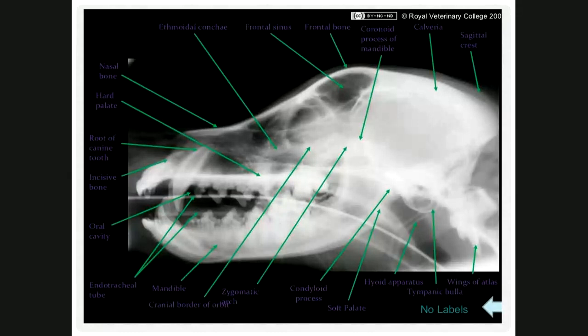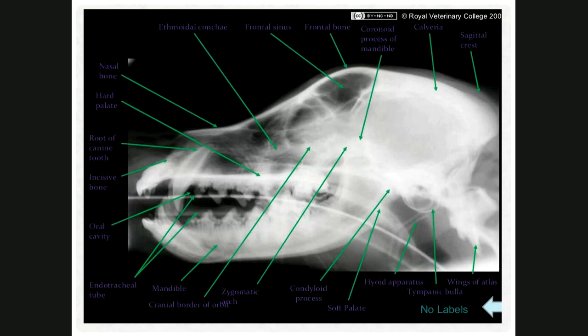Animals that survive these often have minimally displaced fractures, and these would be seen as fine radiolucent lines, and we'll see one a little bit later on. CT and MRI are usually required, though, to detect intracranial trauma, for example, hemorrhage.